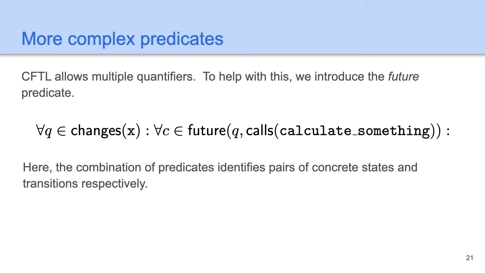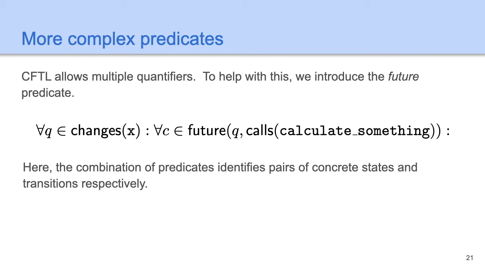But then we say that, okay, given this variable q, whichever concrete state it's holding at a specific time, we want to look in the future of that concrete state and find all of the calls of the function calculate something. The result of applying these two quantifiers to a formula in CFTL is that the innermost quantifier-free part of the formula will be evaluated using pairs.